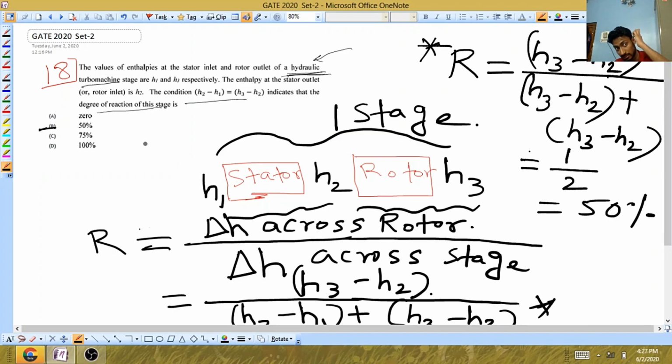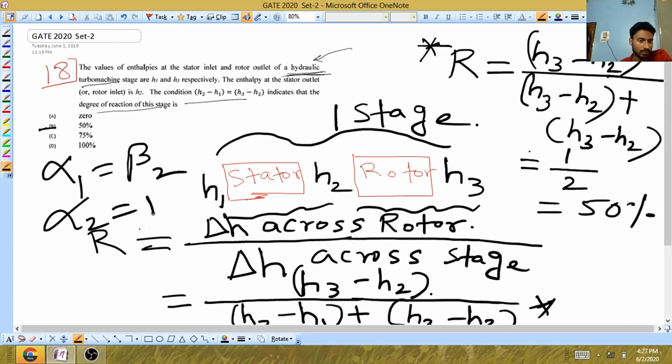One more important characteristic of a 50% degree of reaction turbo machine is that the blades are symmetrical. The blades are symmetrical means alpha 1 equals beta 2 and alpha 2 equals beta 1. Alpha is called the flow angle, beta is called the blade angle. So this thing will be there. Okay, so let us move to another question.